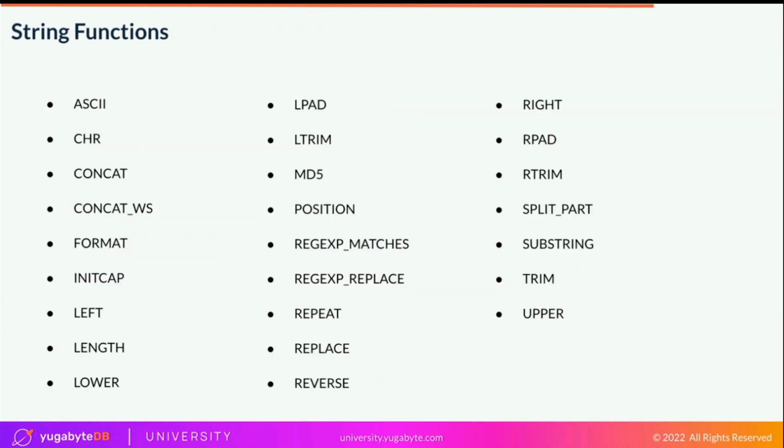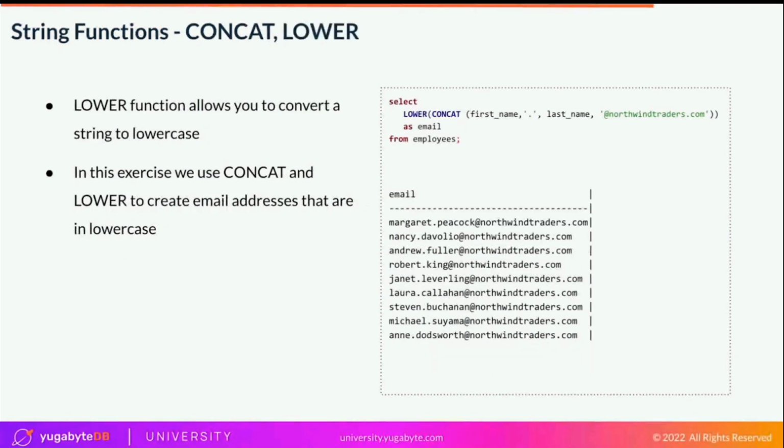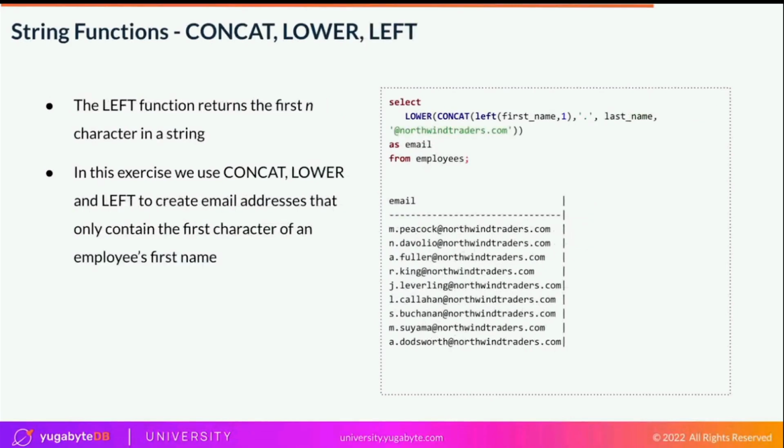String functions for manipulating character data, whether it's ASCII or trimming something or using an MD5 type algorithm, or looking at the position of something, or repeating or replacing, reversing, or putting things upper or lower. So if you want to concat two strings, you can do that. You concat and make it lower, you can do something like that. No problems. Or if you want to left a certain number of characters, you can do that as well, and so on.